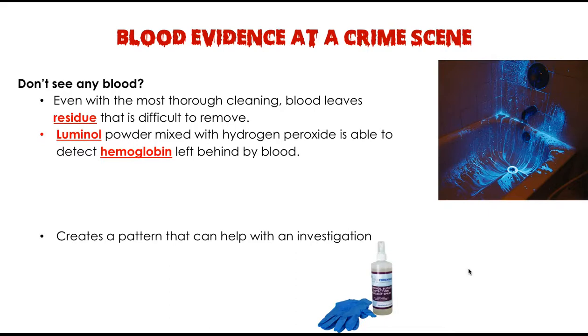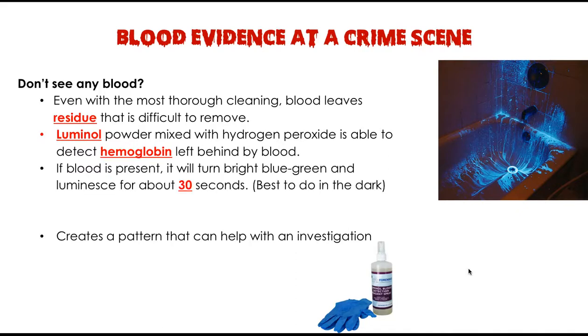Now, hemoglobin is a protein in your blood that's used to carry oxygen, and a lot of different chemicals that are used in blood detection are trying to detect hemoglobin, just like this one. Now, if blood is present, it actually turns this bright blue-green color that you see over here. And the really fun part is that it luminesces, meaning it gives off light for about 30 seconds. So it's best to do in a dark room. Really shows you the exact trail that blood has taken.